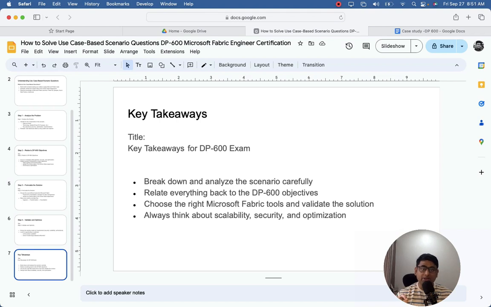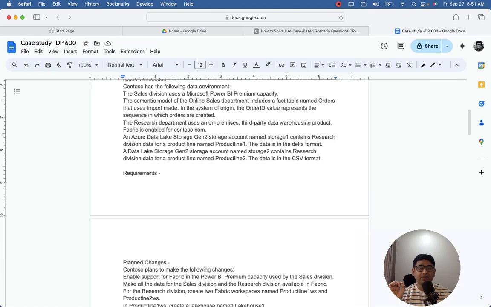Always think about scalability, security, and optimization. I am trying to underline this word. There could be more than one correct answer. You need to find which one is suitable for your scenario. There could be n number of scenarios and n number of answers. You need to find the closest answer to your problem. So let's jump on an actual case and then try to understand how to solve it.